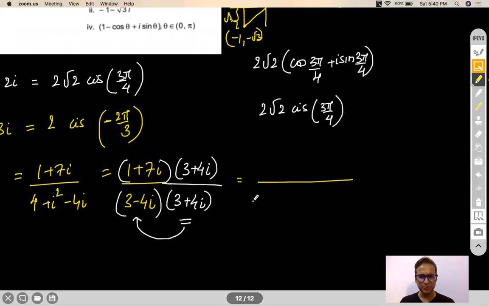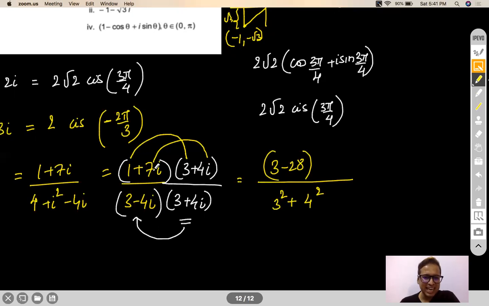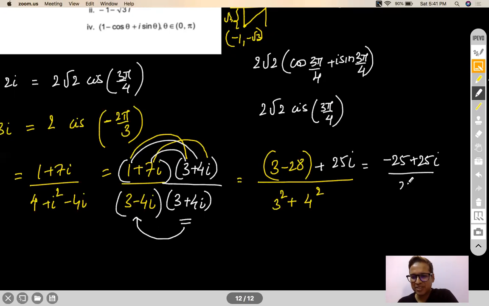So this will become 3 square plus 4 square, which is actually 25. Numerator: this actually gives me an opportunity to discuss multiplication also of complex numbers, even though I wanted to take it separately. So 1 into 3, this into this will give you 3 minus 28. Okay. And then we'll have 1 into 4i, and this into this will give me 25i. So this actually gives me minus 25 plus 25i by 25.